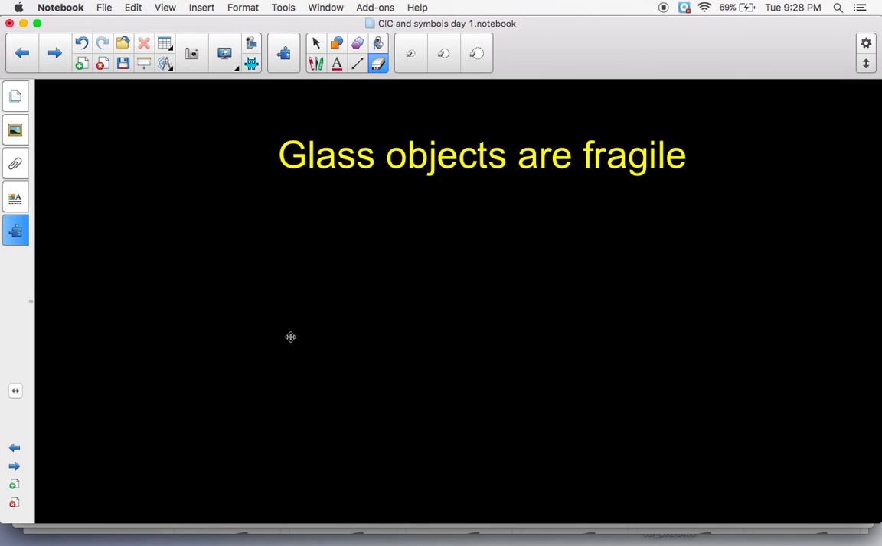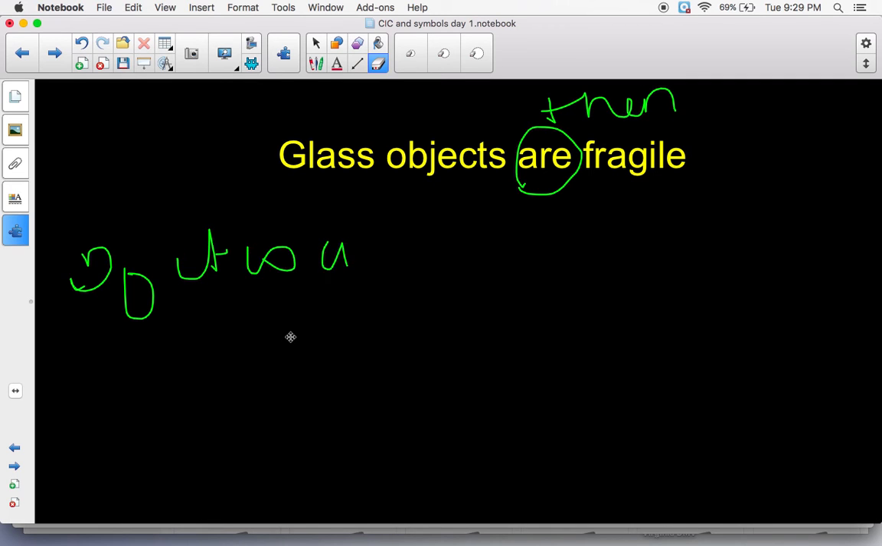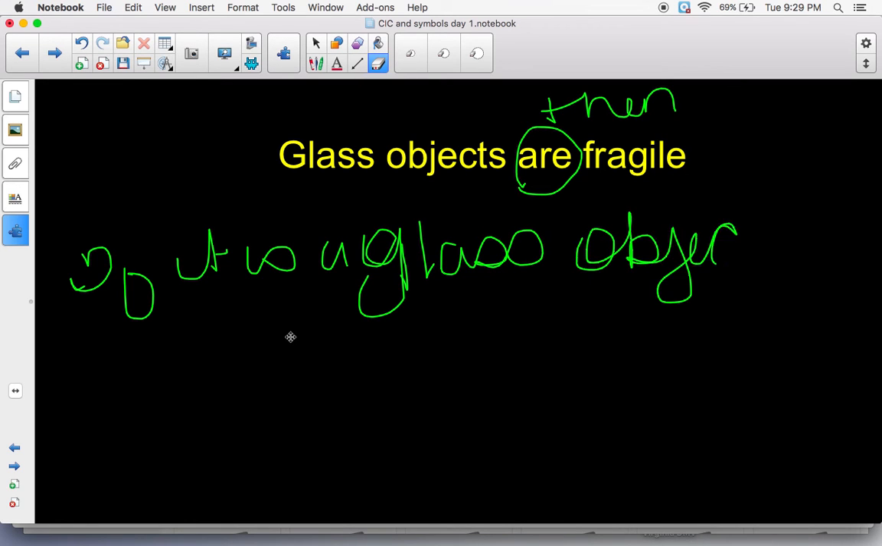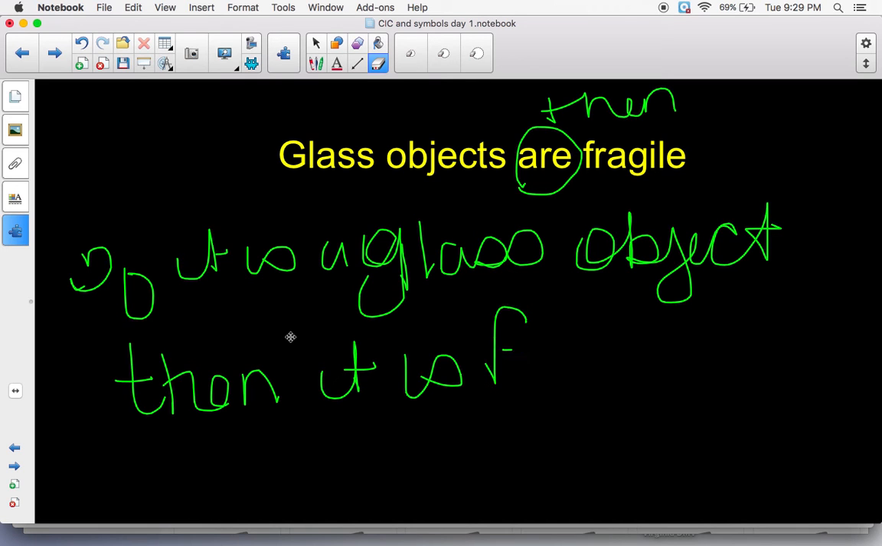So again, here is the then. So I'm going to rewrite it. If it is a glass object, then it is fragile. Sorry about that, guys. I didn't realize it was going on the same page. Okay?